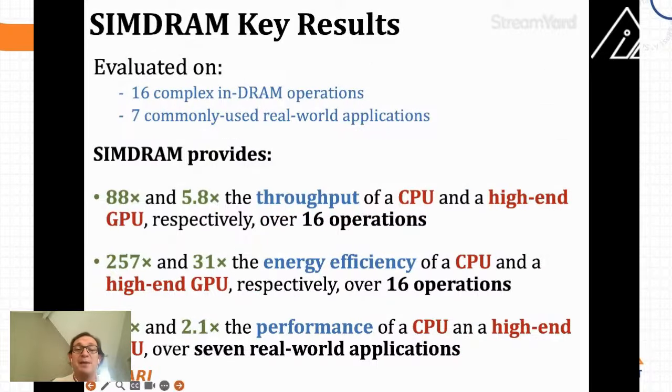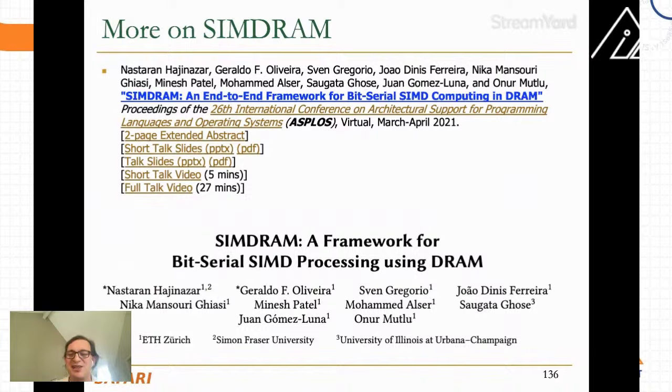And we showed in this particular paper that you can implement 16 complex operations. On 7 commonly used real-world applications, you get significant throughput improvements over a CPU and high-end GPU, and significant energy efficiency improvements. You can see the numbers here: 257x over a CPU and 30x over a GPU on these operations themselves. And in real-world applications, you get significant performance and energy efficiency improvements as well. I'll let you read the paper. There's a lot more interesting things here than we have time for. But this is an interesting area of research: how do we take advantage of the processing-using-DRAM substrate and make it easily programmable, exploitable to the user, and more powerful.